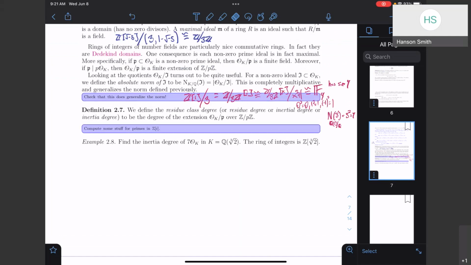So that's the absolute norm, and it's a useful tool for us when talking about ideals. It lets us generalize the norm to talking about ideals. We just mod out by them and see how big the ring we're left with when we mod out by them is. Great.